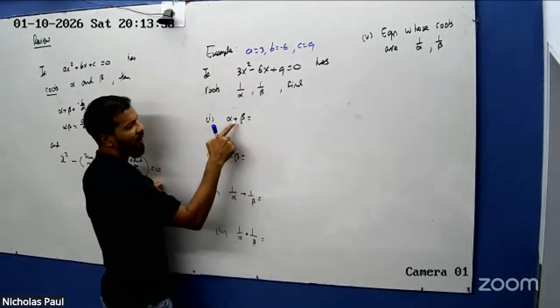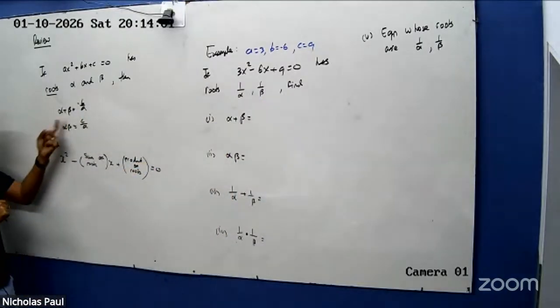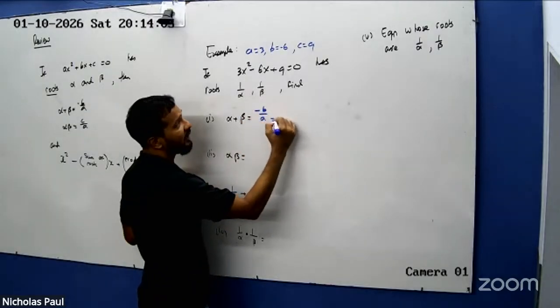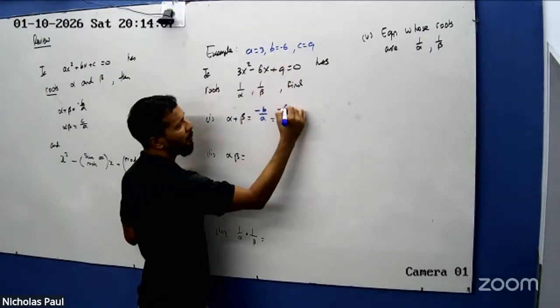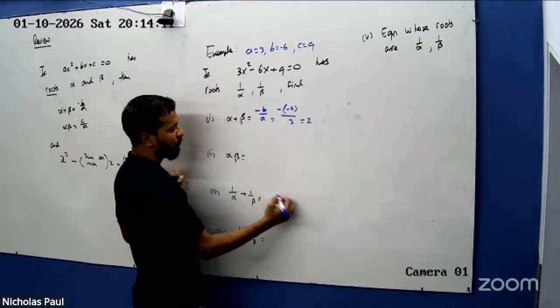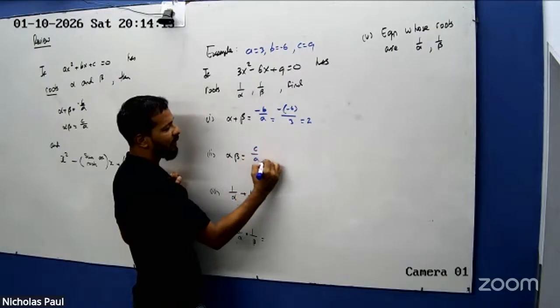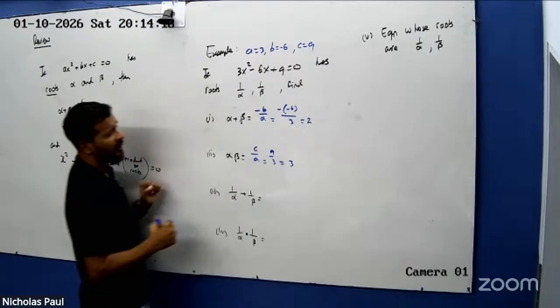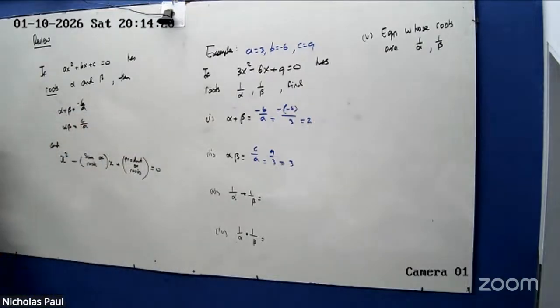How do we find alpha plus beta? Alpha plus beta is minus B on A. So that would be minus 6 on 3. So I got positive 2. Alpha by beta is C on A. So it's 9 on 3. So we know what is alpha plus beta and alpha by beta.